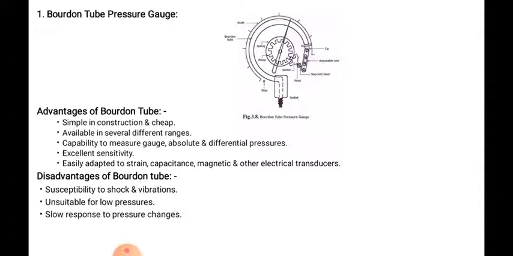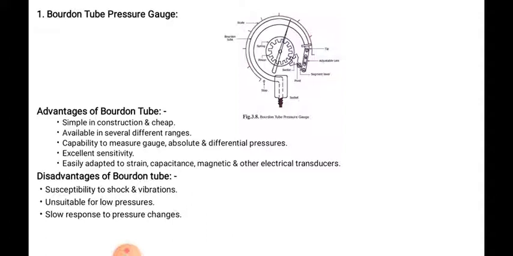So, because there is a linkage present, when we blow the high pressure air into the hollow pipe, it will respond very slowly, because in between there are a number of components such as the adjustable free tip, adjustable link, segment, lever, sector, pivot, pinion and spring. So it will give a very slow response.